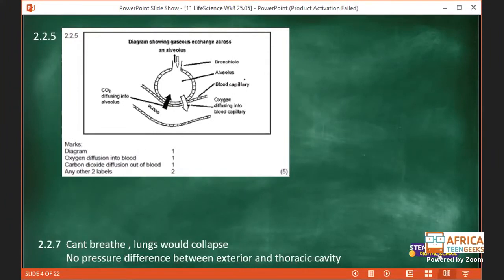So the marks are allocated as follows. You get 1 mark for the correct diagram. You get 1 mark for indicating how oxygen is diffused into the blood. Get another mark to indicate the carbon dioxide, which is diffused out of the blood. And your other 2 marks will go for the labeling of the diagram. So this question was 5 marks. Is everyone okay with this?